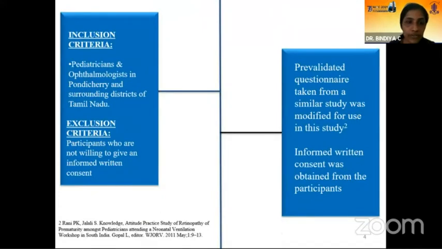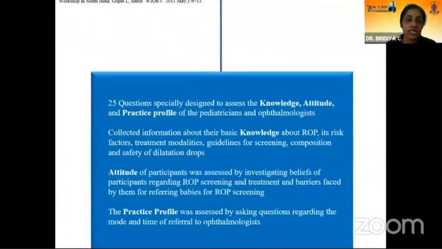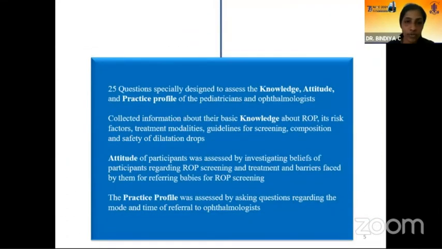We included the pediatricians and ophthalmologists in Pondicherry and surrounding districts of Tamil Nadu and excluded those who were not willing to give informed written consent. A pre-validated questionnaire was taken from a similar study and was modified for use in the study. The questionnaire included 25 questions. It assessed, one, the knowledge, two, the attitude, and three, the practice profile of pediatricians and ophthalmologists.